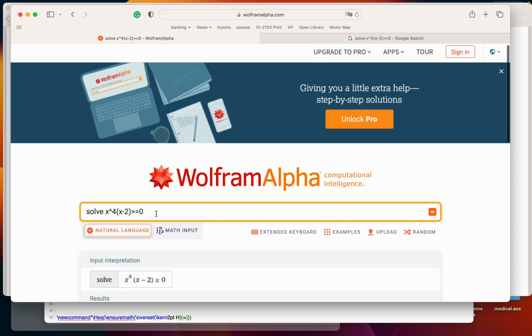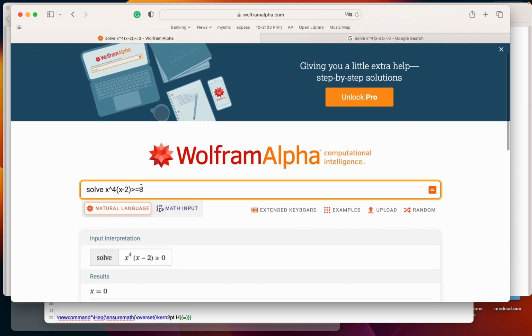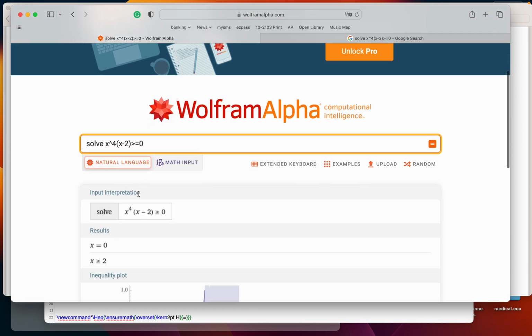So what I did over here was I typed in that I wanted to solve that. And what do I want to solve? X to the 4th power times x minus 2 greater than or equal to 0. And Wolfram does it, and they tell me the result is x equals 0, x is greater than or equal to 2. All right, and that's the answer we got in class.